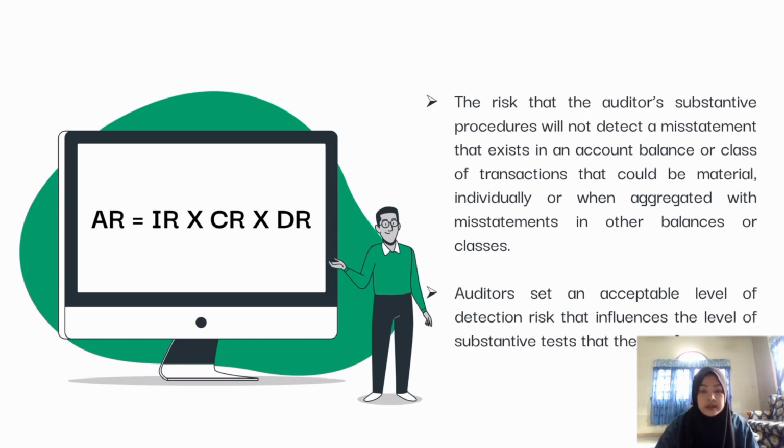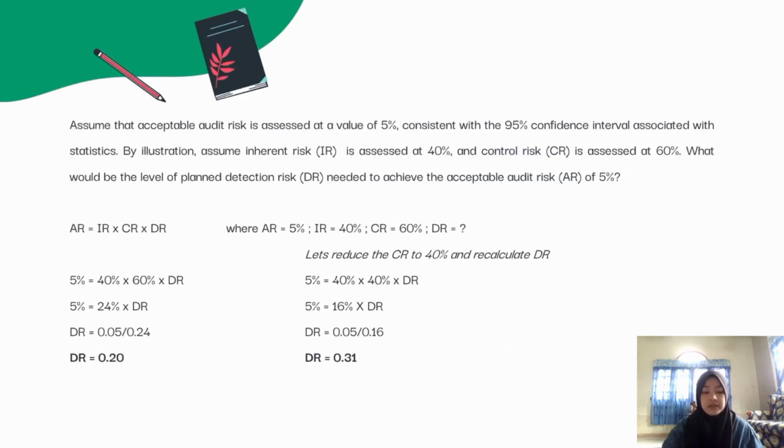The risk of material misstatement is a function of inherent risk and control risk. So the audit risk model provides that audit risk is equal to inherent risk times control risk times detection risk. Financial auditors use the audit risk components in a model to determine the scope, nature, and timing of substantive tests. So the audit risk model is AR equals IR times CR times DR.